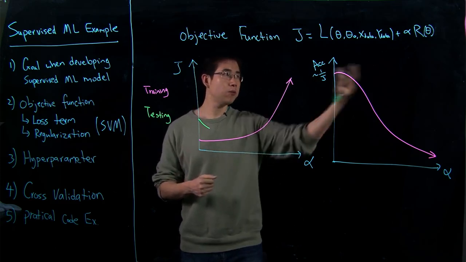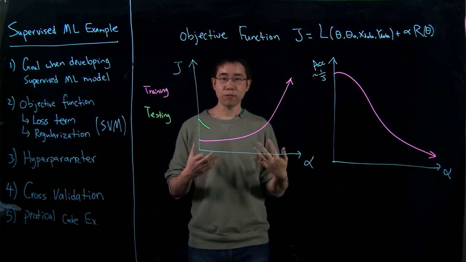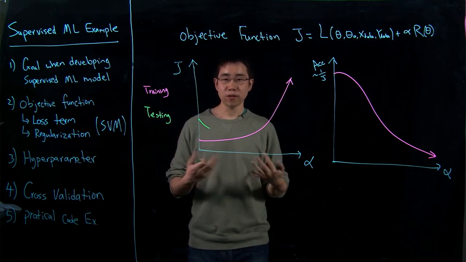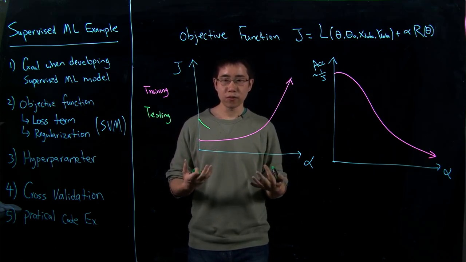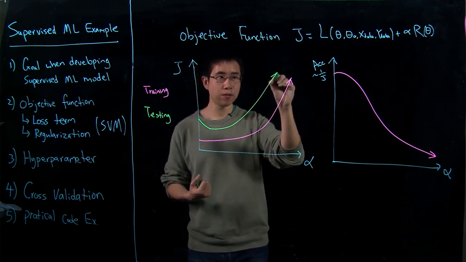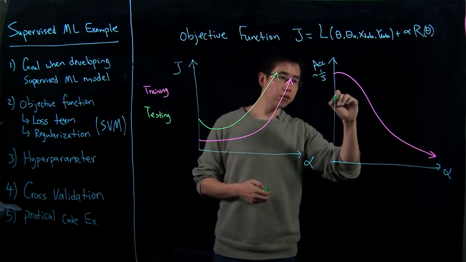However, beyond a certain point, we may place too much value on the regularization term and make our model so generalizable that it can no longer classify any sort of data set. So our testing error starts to increase again. On the accuracy plot, this will look something like this.